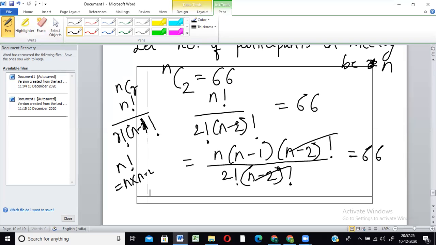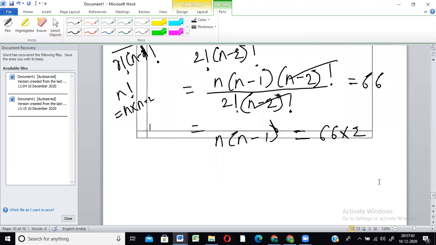Okay, so then cancelling, what do we get? This is equal to n into n minus 1, which is equal to 66 into 2 factorial. 2 factorial is nothing but 2, we've done that already. That will be equal to 66 into 2. So here we get n into n minus 1 is equal to 66 into 2, which is nothing but 132.